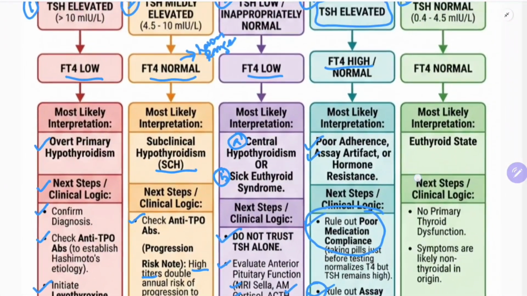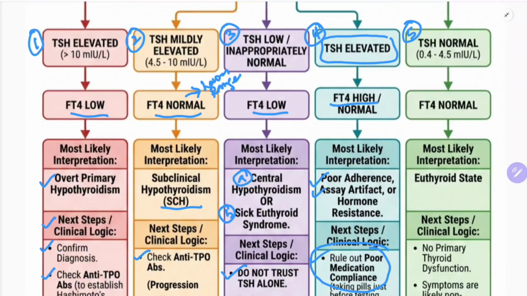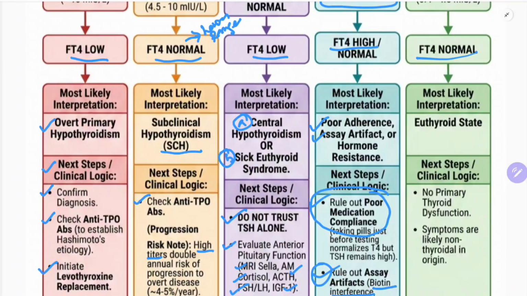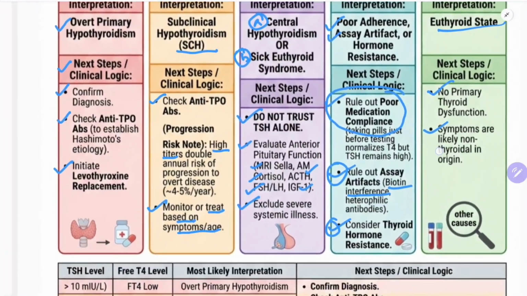So when TSH is high and FT4 is normal or high. Now if TSH is normal and FT4 is also normal, that means the patient is euthyroid, meaning normal. There is no primary thyroid dysfunction. Symptoms are likely non-thyroidal in origin.